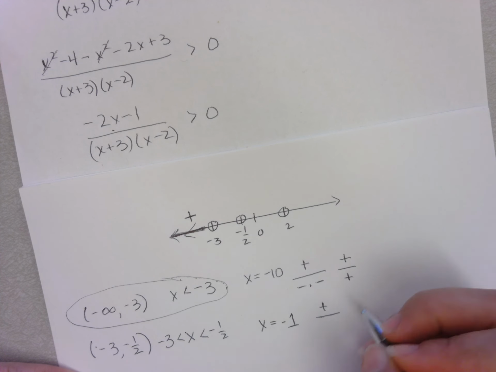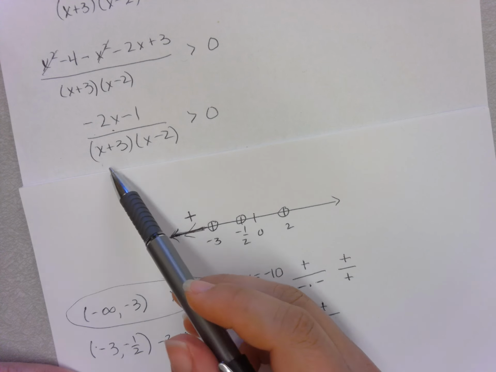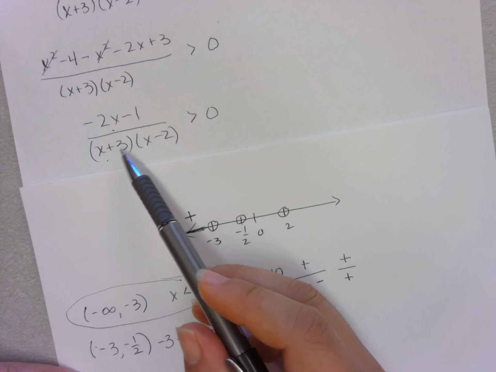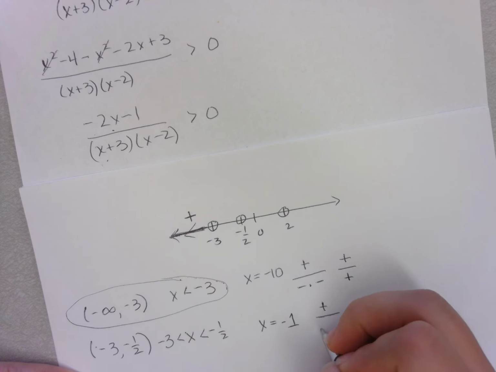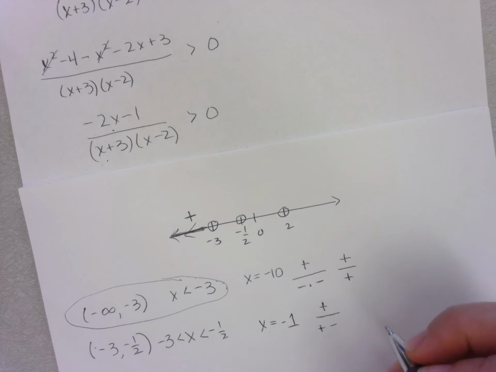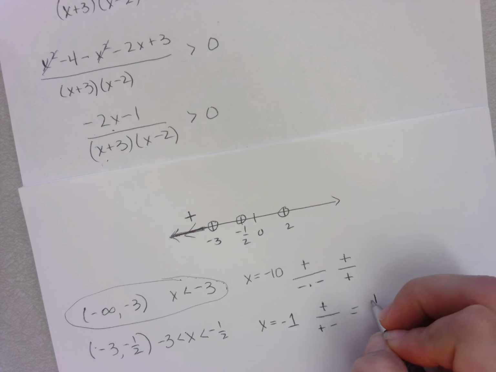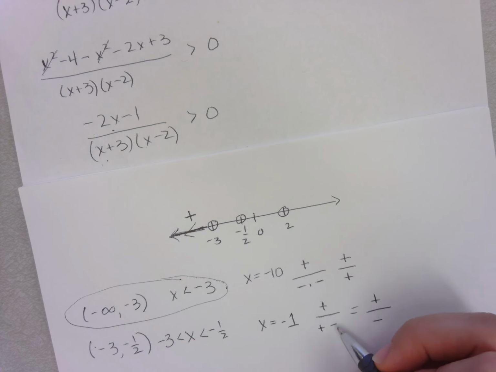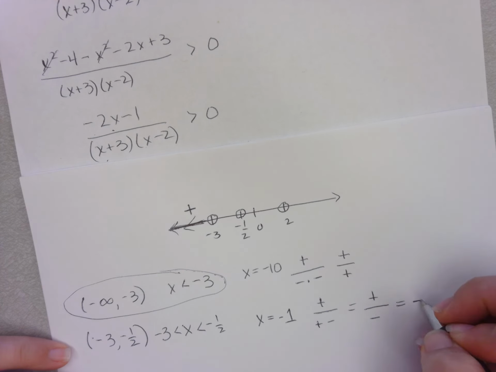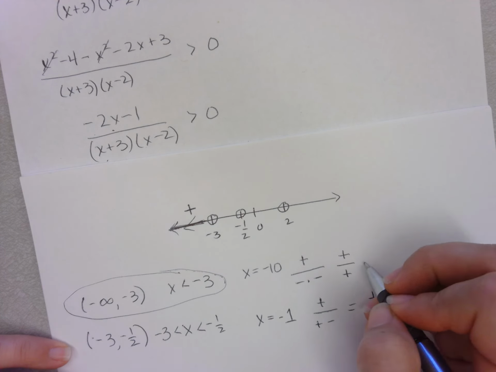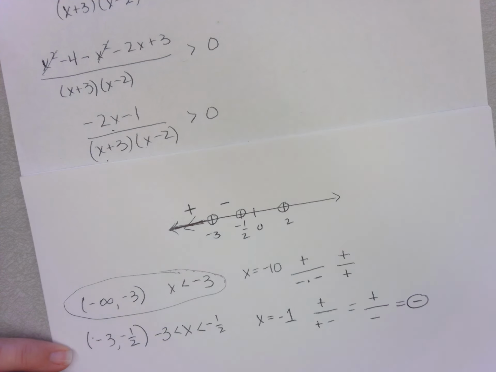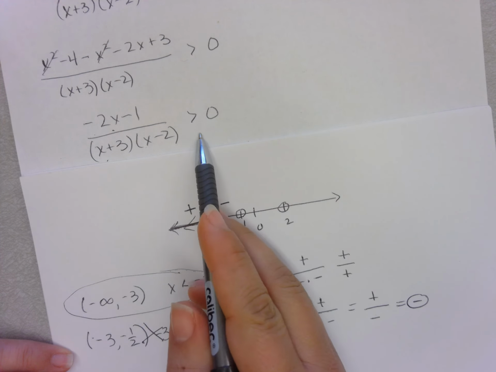Okay, and then I'm going to plug in negative 1 in the bottom. That'll be positive. That'll be negative. So I'm going to end up with a positive number divided by a negative number, because a positive times a negative is negative, and so I'm going to get a negative value overall. So that is not going to be part of my solution because I'm looking for greater than 0.